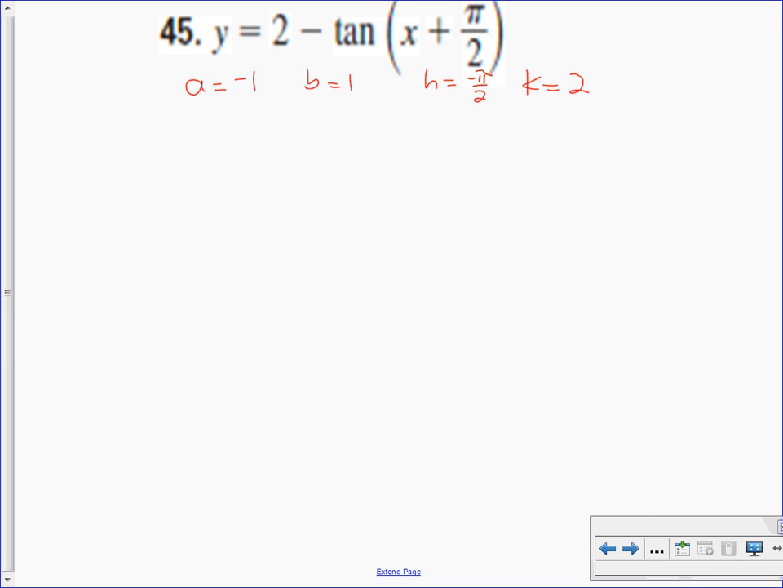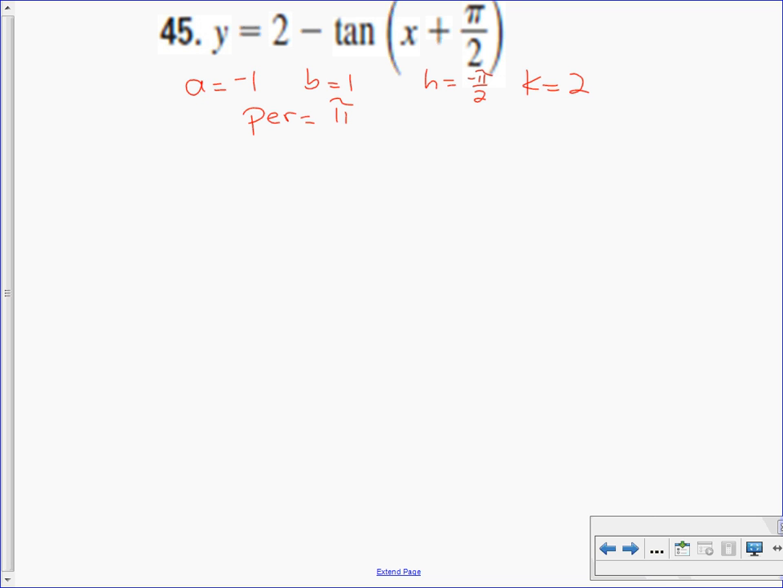So do we agree that there are A, B, H's, and K's? All right. Next thing you do is figure out your period. Your period here is just going to be pi. Notice that your A value is negative, so it's going to be going from left to right, decreasing.